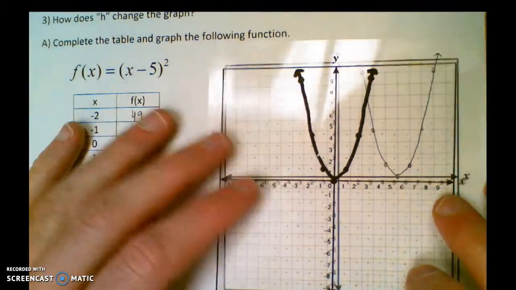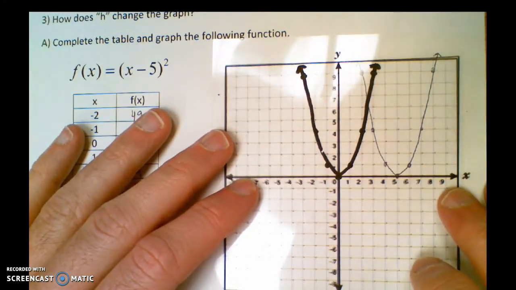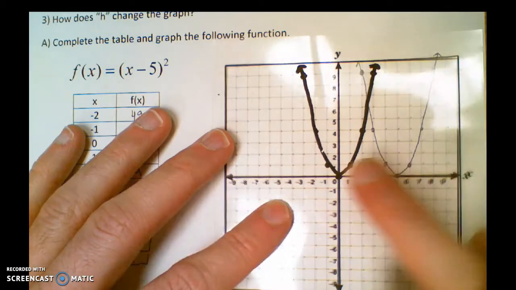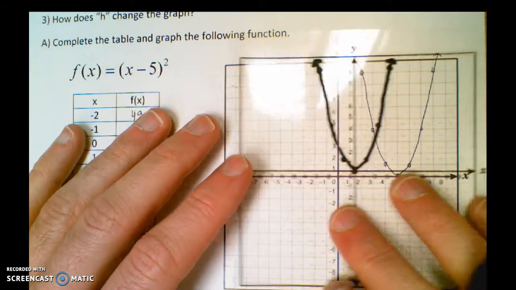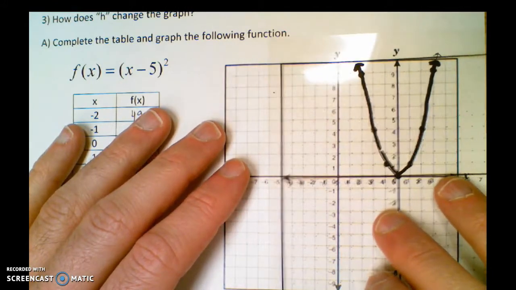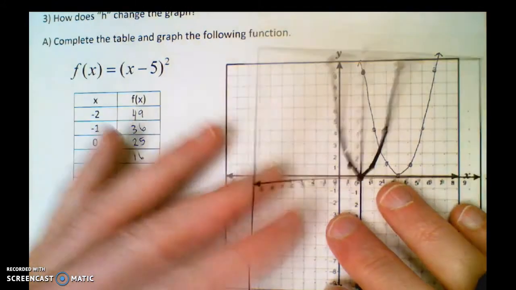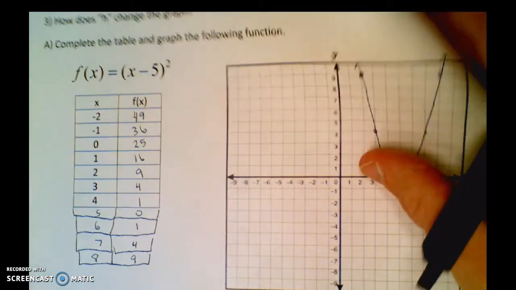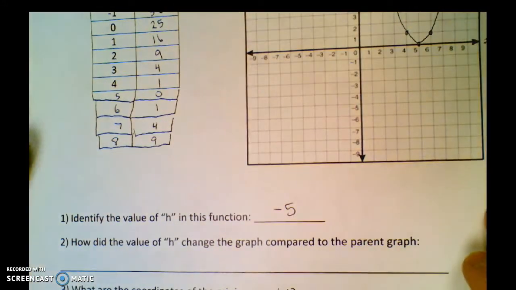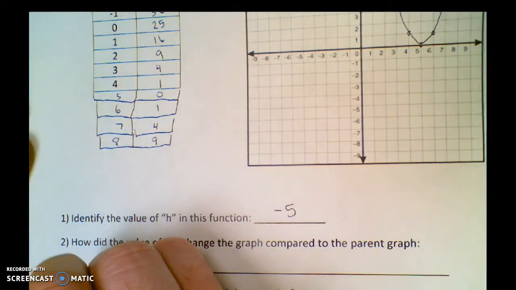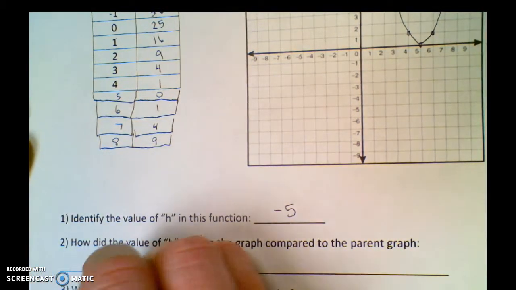So if I line up my transparency, what's the difference between this graph and this graph? Well, clearly this graph was shifted, and it's shifted to the right. And you can see that if you slide it over, it lines up perfectly. So in this problem, the value of h was 5. And how did h compare to the regular graph? It moved it to the right 5 spaces.